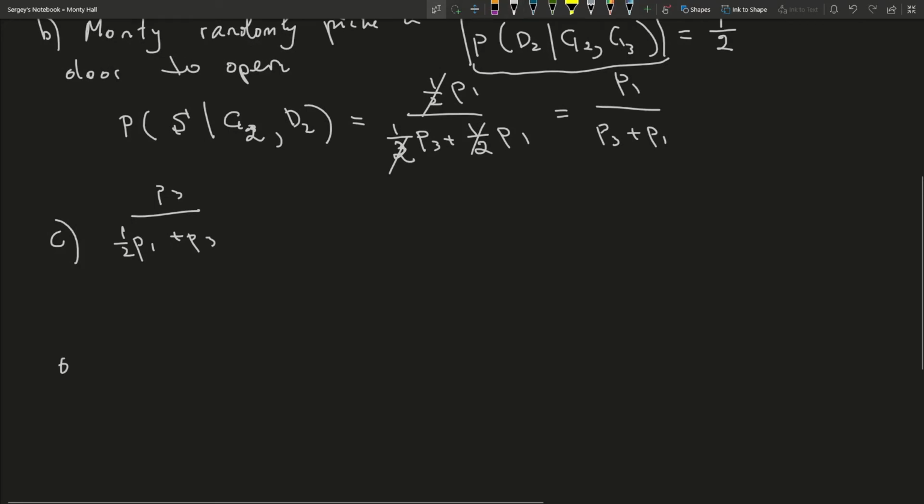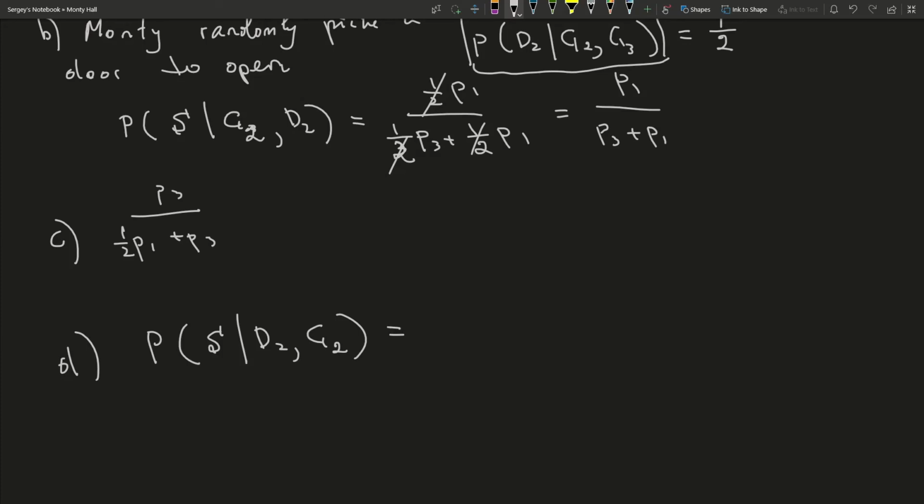And now let's consider D. Well, D says repeat what we got in part B. Remember, in part B, Monty was randomly opening a door, with the contestant initially choosing door 3. Now the contestant originally chooses door 1 instead, and again, we can just replace. So the probability that the strategy of switching is successful under this new assumption, under the assumption that the contestant originally chose door 1 instead of door 3, again, we replace p3 with p1, and we get p3 over p1 plus p3.